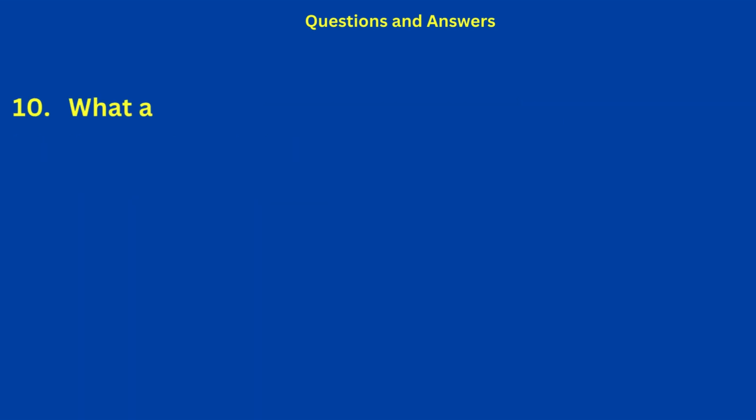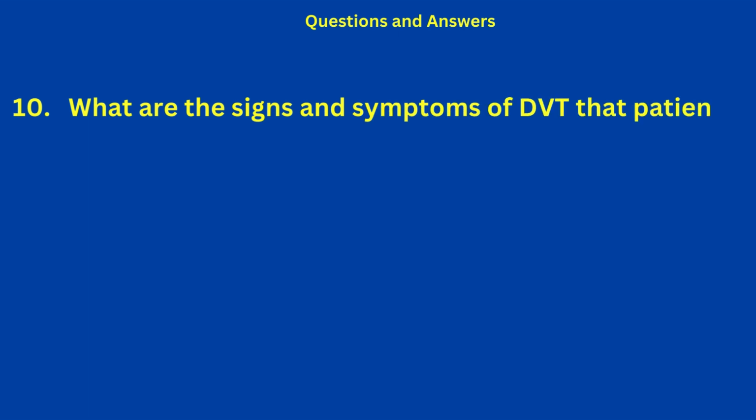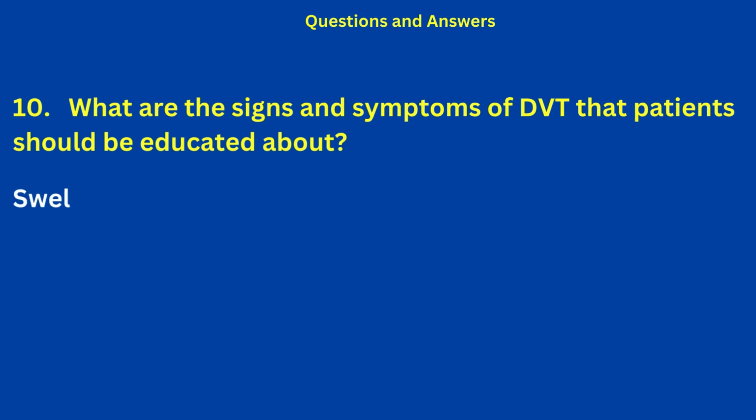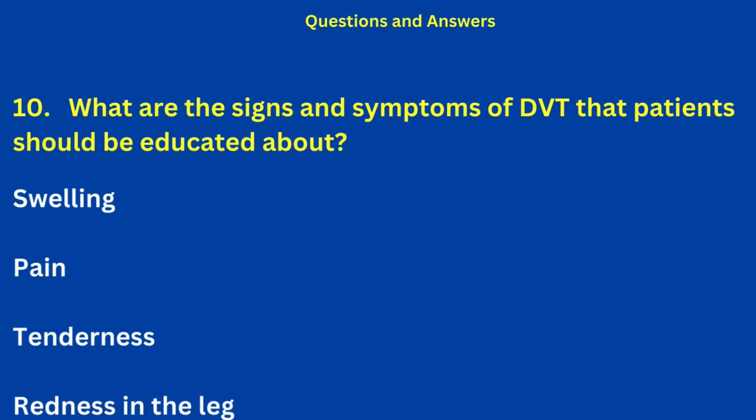Question 10. What are the signs and symptoms of DVT that patients should be educated about? Patients should be informed about symptoms such as swelling, pain, tenderness, and redness in the leg, which could indicate a DVT. Recognizing these early signs enables prompt evaluation and treatment to prevent complications like pulmonary embolism.